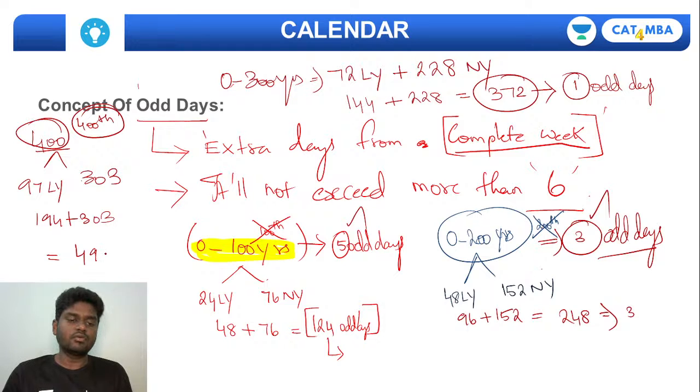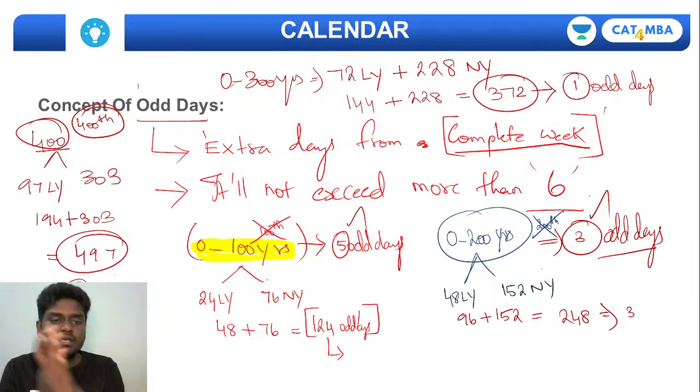The sum you'll be getting is 497, and if you try to find the number of odd days here, then exactly you'll be getting 0 odd days. That's it. So guys, let me just simply formulate the number of odd days for 100 years, 200 years, 300 years, and 400 years, so that will give you much more clarity.